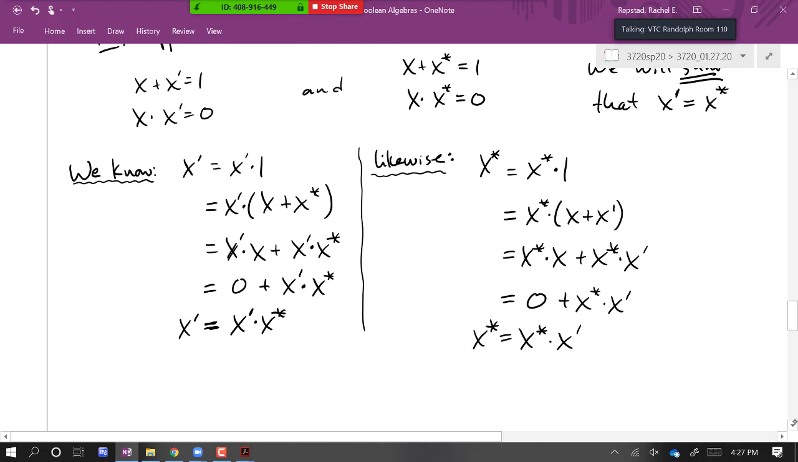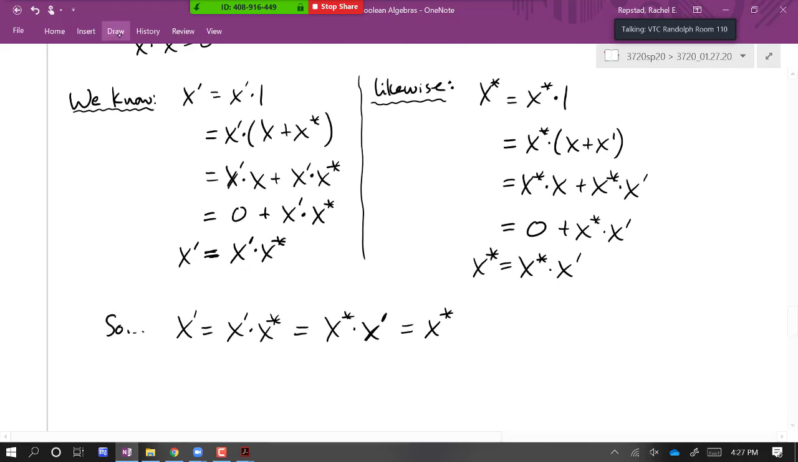Now we are almost done. We've got everything laid out, we just have to string it together. So I'm going to start with the equation on the left side that we got: x prime is equal to x prime times x star. One thing we know about Boolean algebras is that both operations are commutative, so I can switch the order of that multiplication. X star times x prime. And what is x star times x prime equal to? X star, right? That's what we just figured out.